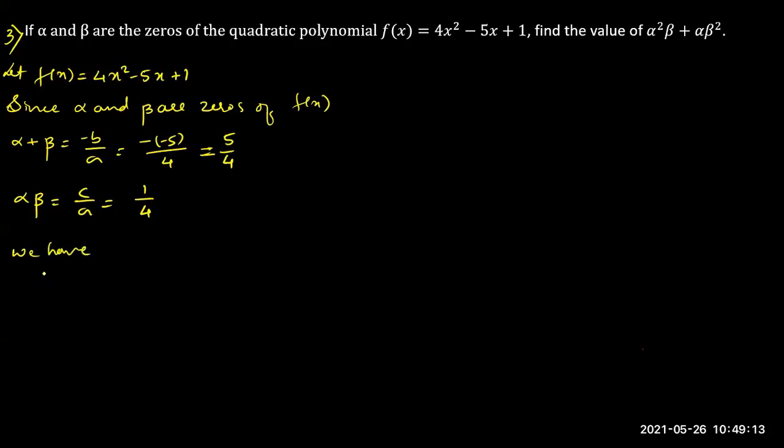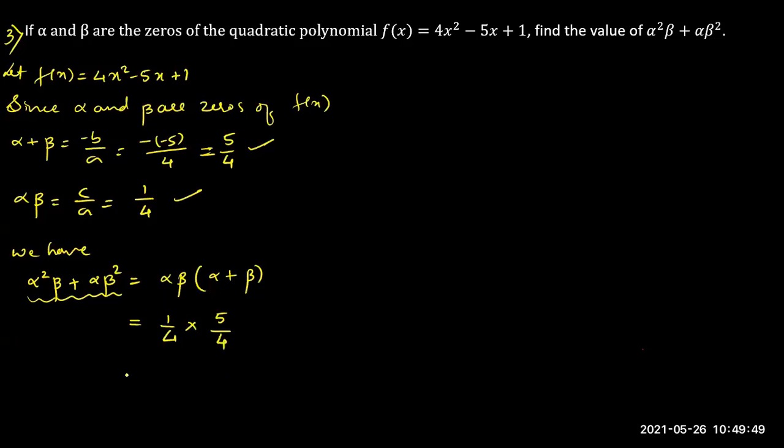So we have alpha square beta plus alpha beta square. And now we don't know the alpha square beta value. We know only these two values, alpha plus beta and alpha into beta. So try to convert this expression as alpha plus beta and alpha beta. So common is alpha beta, and inside alpha plus beta will remain. So alpha into beta is 1 by 4 into alpha plus beta is 5 by 4. So answer is 5 by 16.